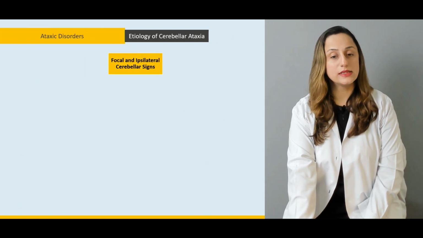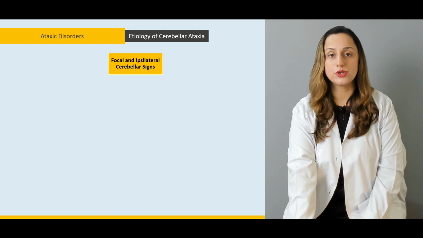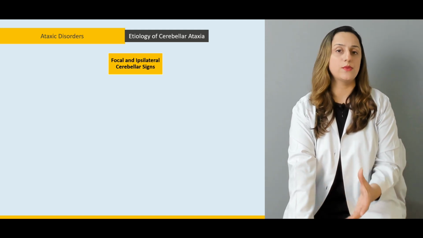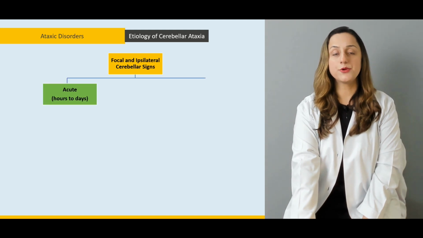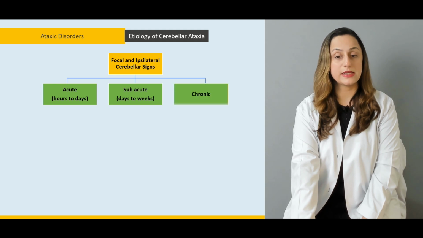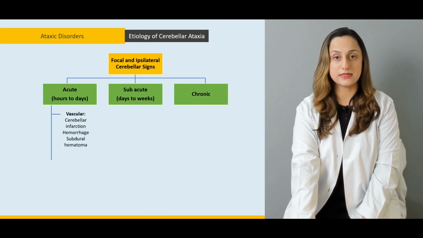Then we have the focal and the ipsilateral cerebellar signs. So in a lot of states, you have the focal conditions affecting only one side of the body. So how are they going to present? In acute states, that is developing within hours to days, subacute, and then we have the chronic phases of this condition.